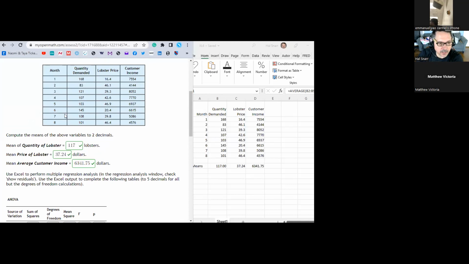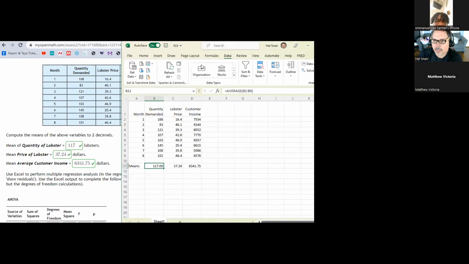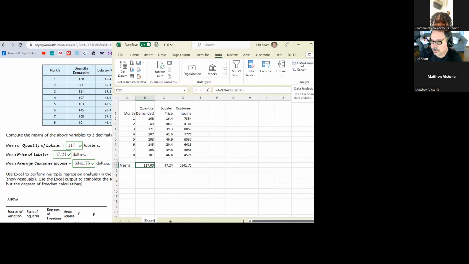Now we've got this data here, right? We're gonna use Excel to perform a multiple regression. And to do that, you'll have the data. You have the data tab here, right, Emmanuel? Yeah, your data tab. And you got your data analysis tool, right? I'm going to data, right? Yeah, you got the data analysis tool right there on the data tab.